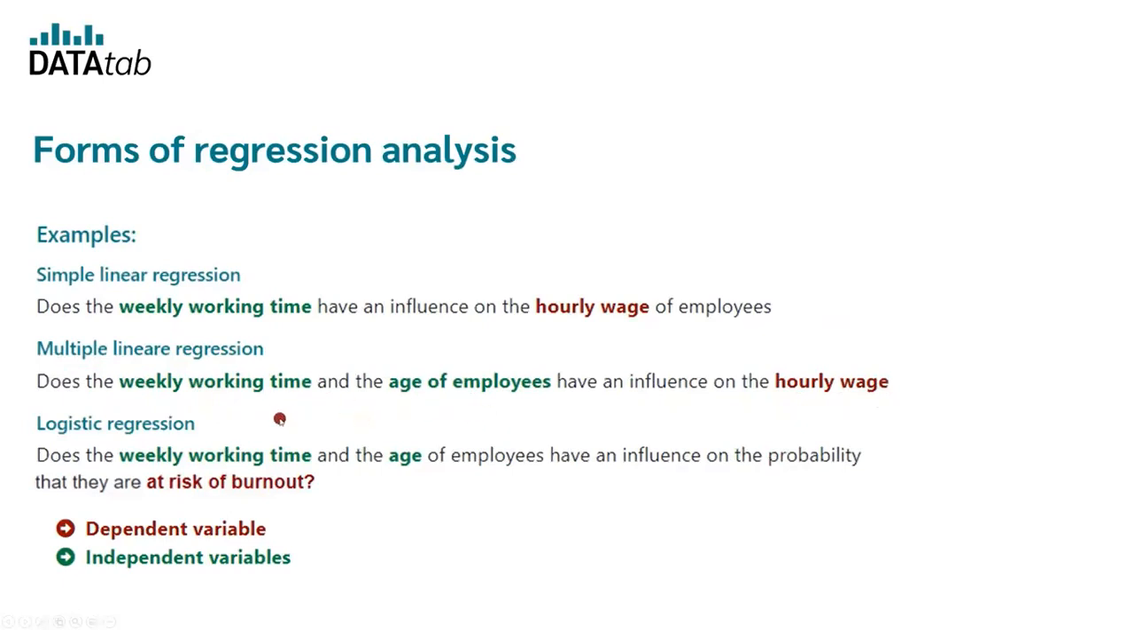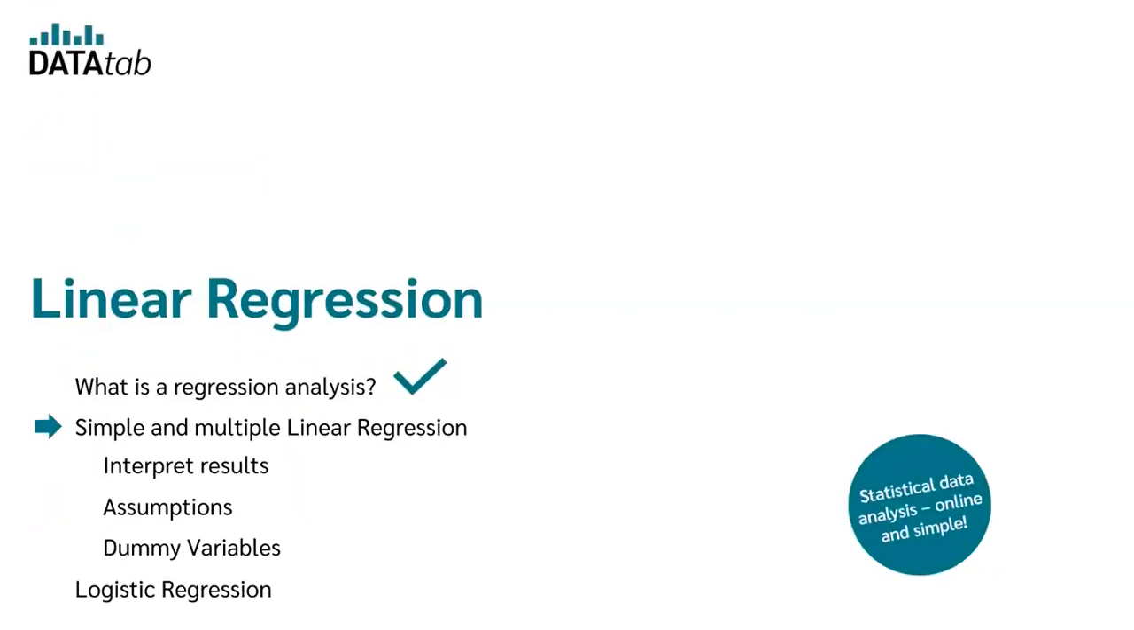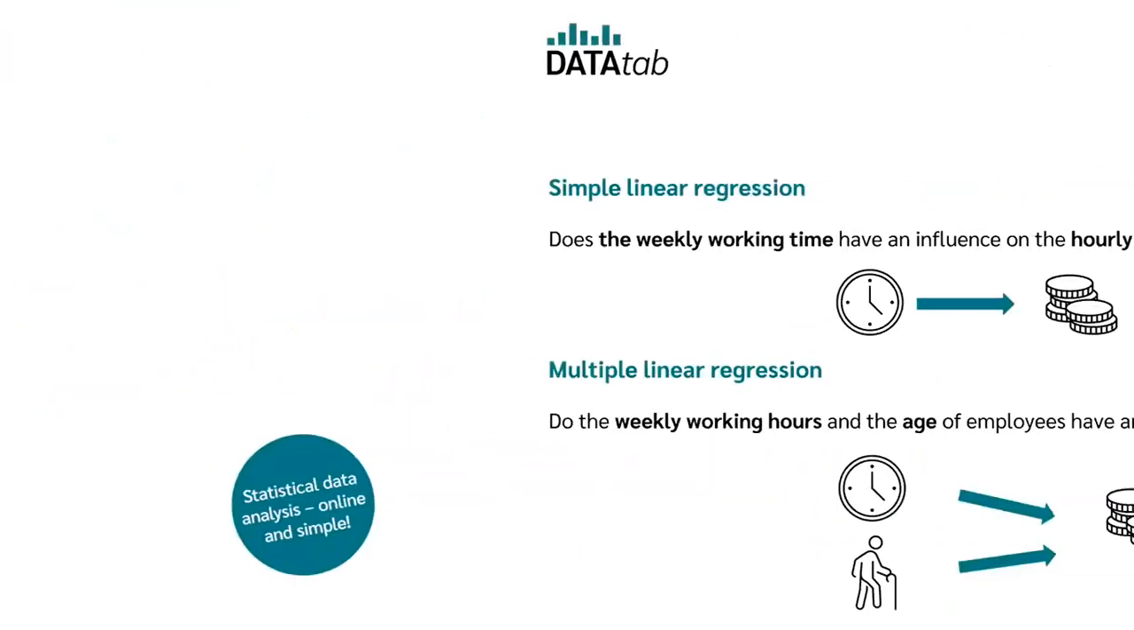And now let's look at the last case, which is logistic regression. Here the question could be, do the weekly working hours and the age of employees have an influence on the probability that they are at risk of burnout? In this case, burnout at risk has the expressions yes or no. So now I hope you got a first impression about what regression analysis is, and we'll move on to the linear regression now. Let's get started.